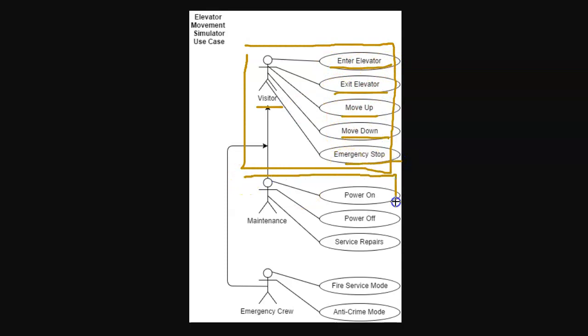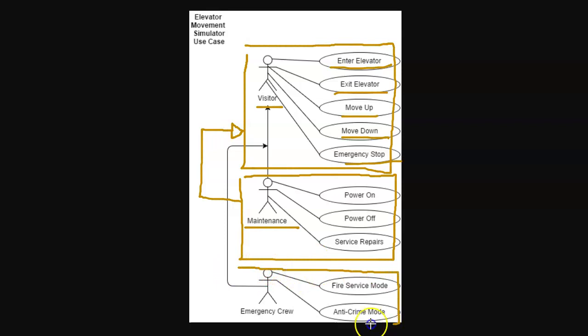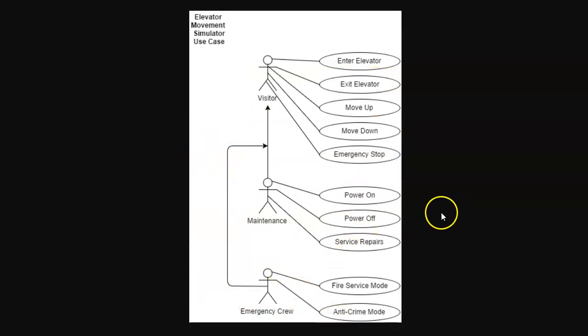Maintenance is another class in this system. Okay, so this is the name of the class maintenance, and these are the methods. And it actually inherits from the visitor class. The emergency crew here looks like another class inheriting from the visitor, also like this, right? So inheriting from the visitor and adding its own methods. So definitely a mix between the class diagram and the use case diagram. Let's see a few more examples.